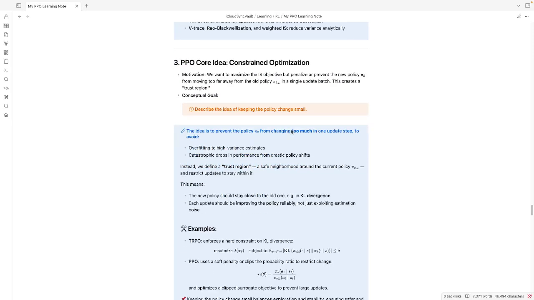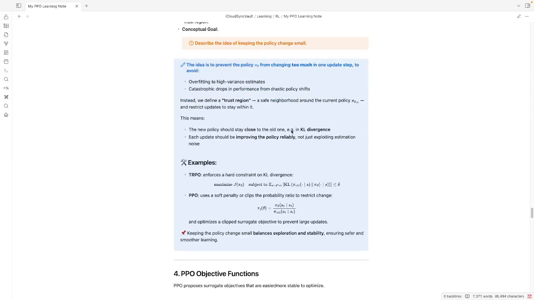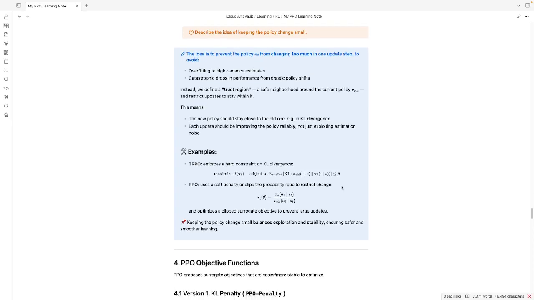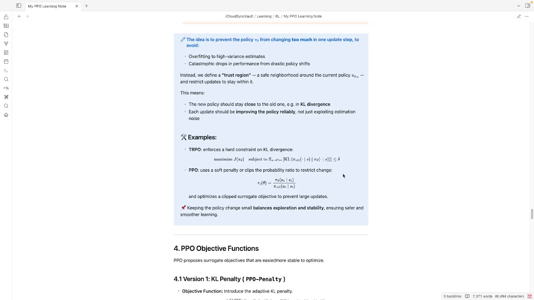And finally, we are going to the constrained optimization. There are multiple constraint strategies in TRPO. We can introduce the KL divergence, where we want the divergence between the old policy and the new policy to be less than or equal to a delta.